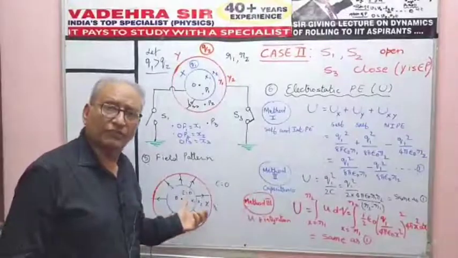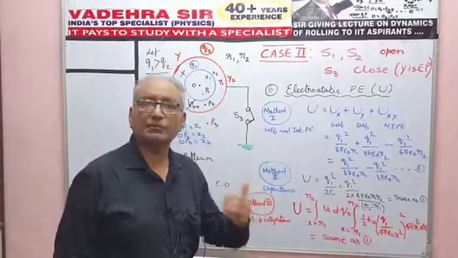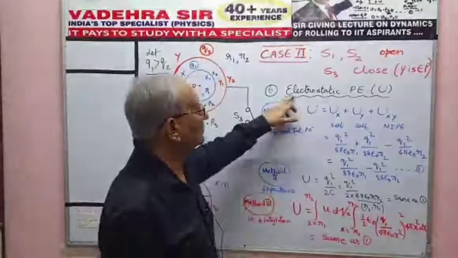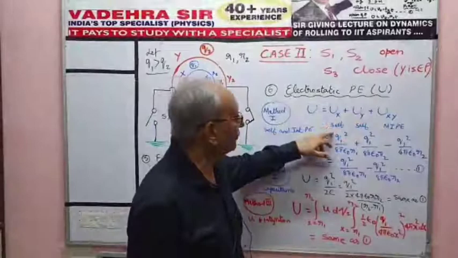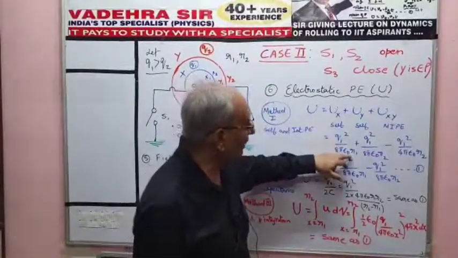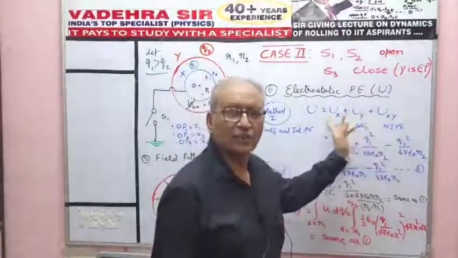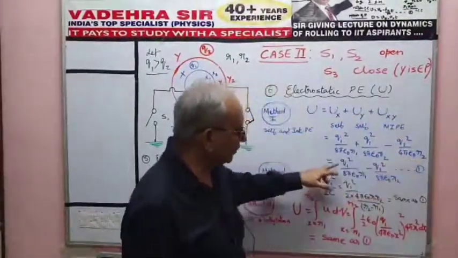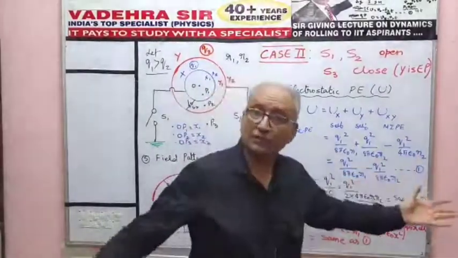Now once we know the field pattern, it is very easy for us to move on to the sixth item, that is electrostatic potential energy linked up with the field. Once again we'll do the three methods: the self energy and interaction method. Self of x is q1 square upon 8 pi epsilon naught r1, self of y is q1 square upon 8 pi epsilon naught r2, and the interaction of q1 and minus q1 is minus q1 square upon 4 pi epsilon naught r2. That comes out to be q1 square upon 8 pi epsilon naught r1 minus q1 square upon 8 pi epsilon naught r2.